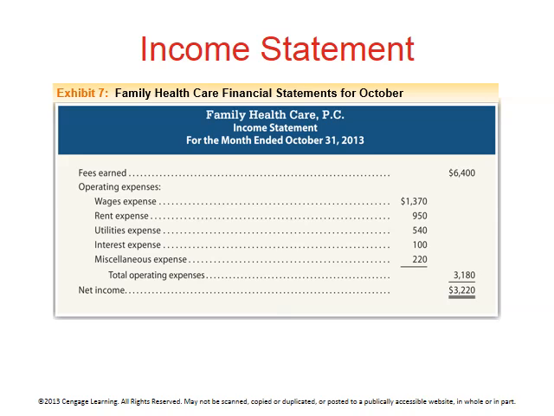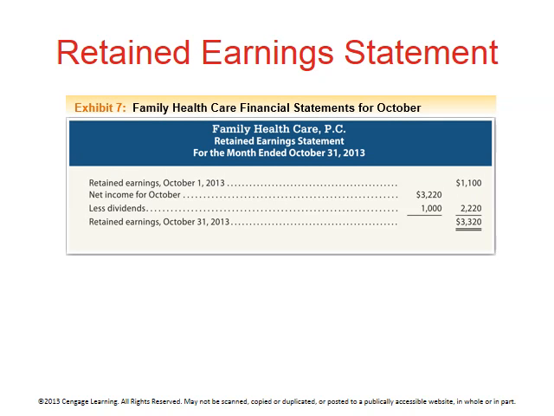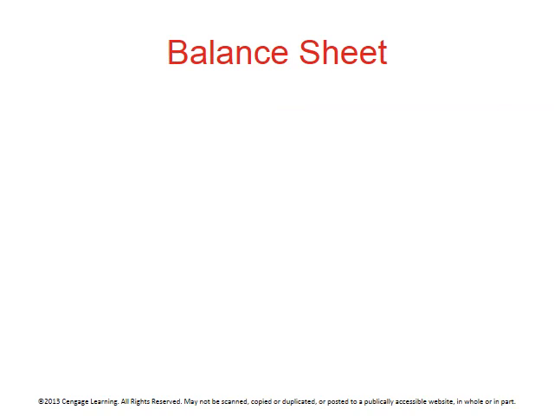So here's our income statement. Revenue minus expenses equals our $3,220 net income. Retained earnings. We had a beginning balance of $1,100, which we calculated before for the first month of operations. We add net income, we subtract dividends, and we get our ending retained earnings balance of $3,320.